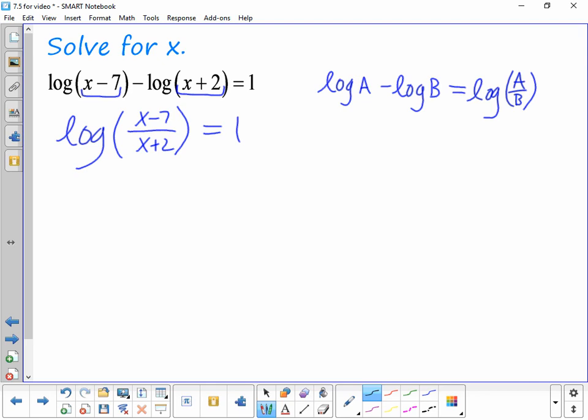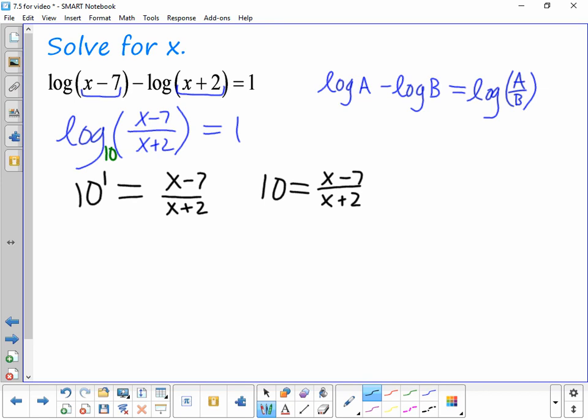So now we can rewrite this equation. It still looks a little bit complicated, and it is complicated. This is not an easy problem, but we need to remember before we rewrite it that this is a base 10 logarithm. So when we rewrite it, it would be 10 to the power 1 is equal to this fraction, x minus 7 over x plus 2. Well, 10 to the power 1 is just 10. Anything that is raised to the power 1 is just itself. So we could rewrite this as 10 equals x minus 7 over x plus 2.